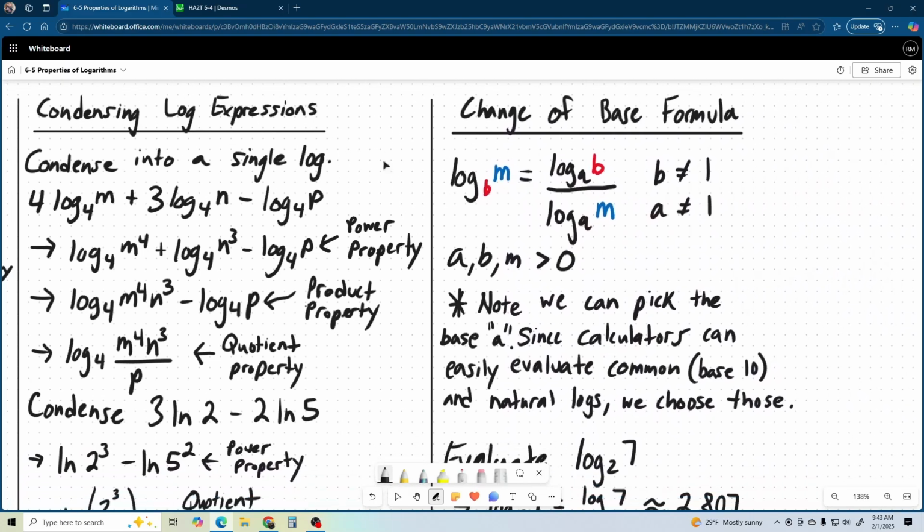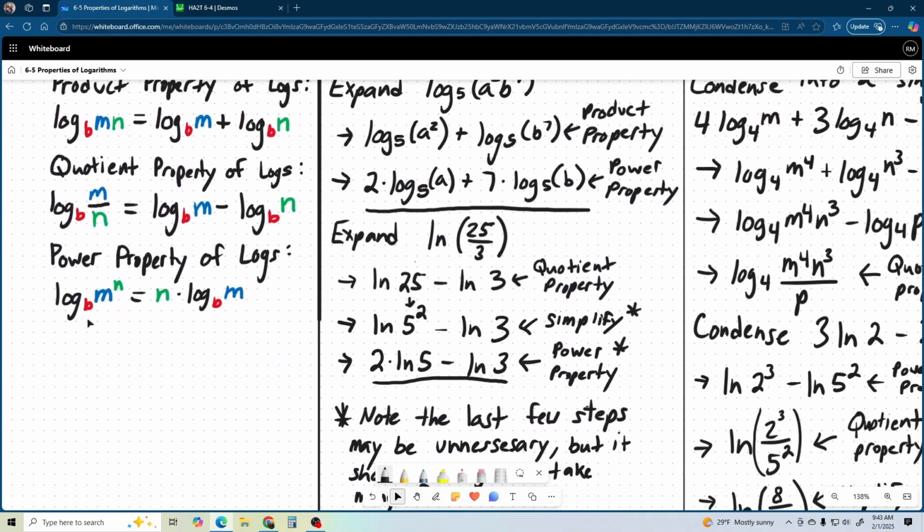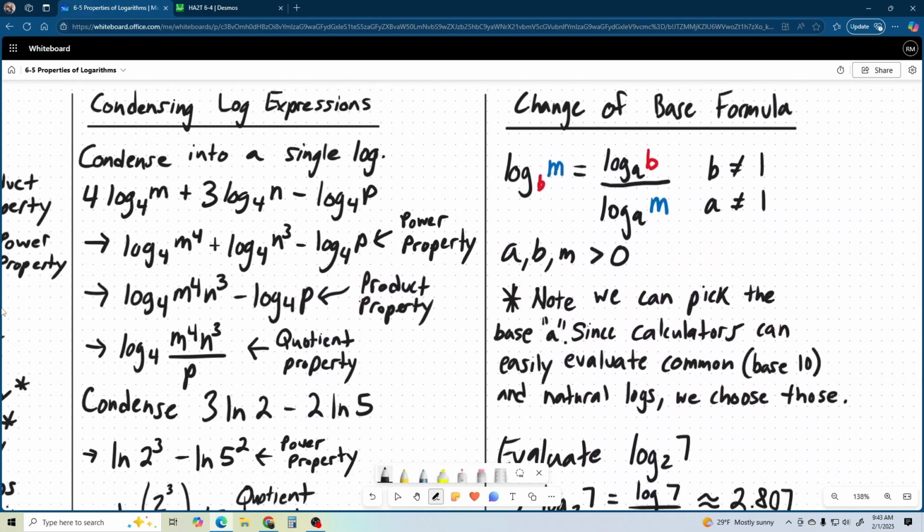So let's start with this one. We have 4 log base 4 of m plus 3 log base 4 of n minus log base 4 of p, okay? The first thing I'm going to do is take all these numbers that are in front, and rewrite them as exponents of our logs. That's, of course, the power property. What we're doing is the opposite: we're taking this number and putting it back on top, converting it back into this form. So let's go back. We have 4 log base 4 of m, right?